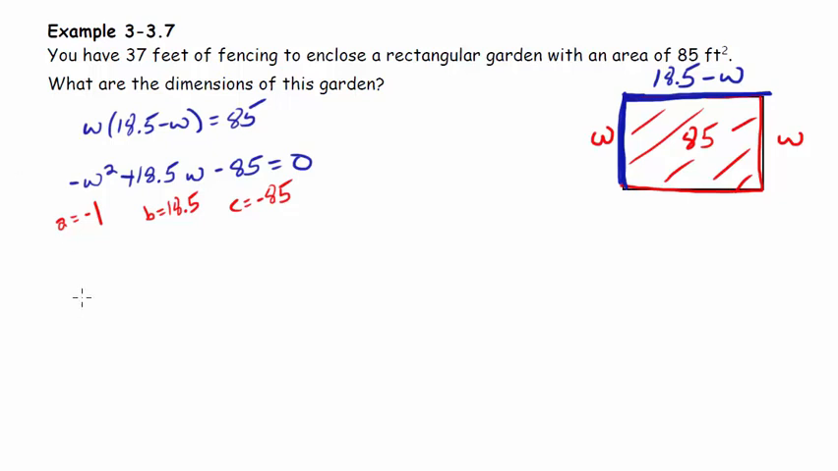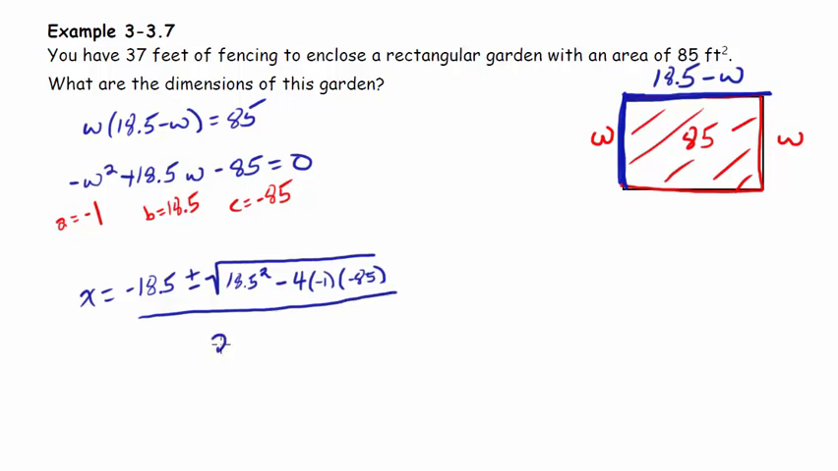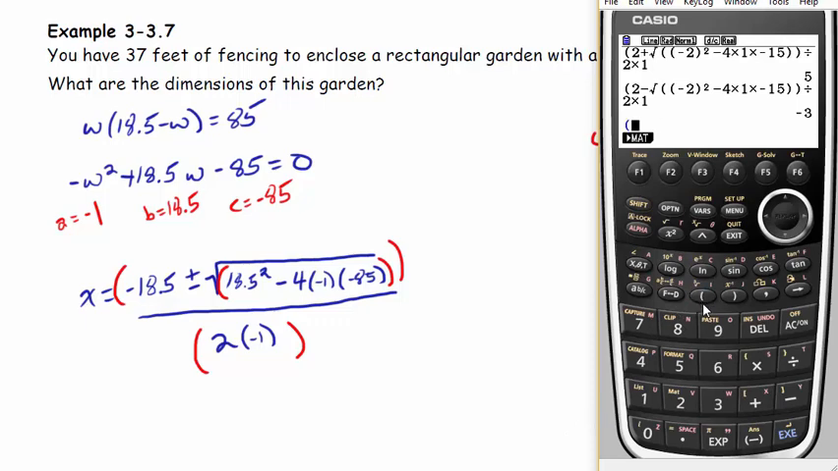Now we can use our quadratic formula to see if we can solve this. So negative B, -18.5, plus or minus the square root of B squared, 18.5 squared, minus 4 times A times C, all divided by 2 times A. Okay, and this time let's put parentheses around our numerator. Maybe also put parentheses around our denominator, the beginning of the radical and the end of the radical. Alright, let's see if we can type that into our calculator correctly.